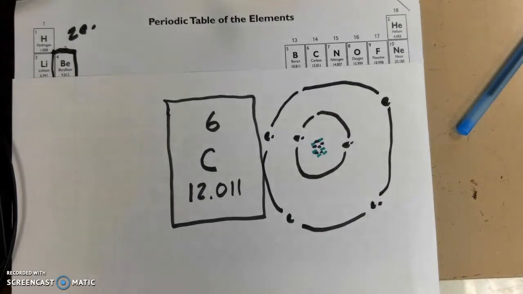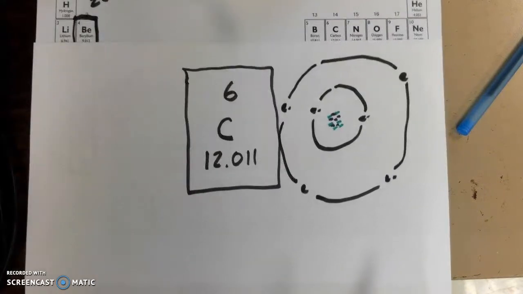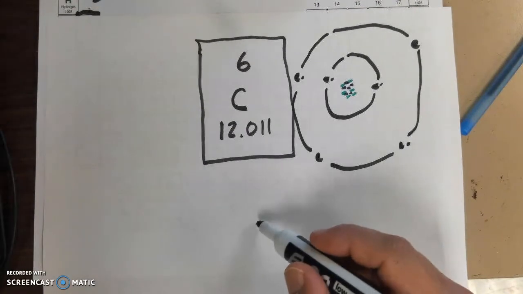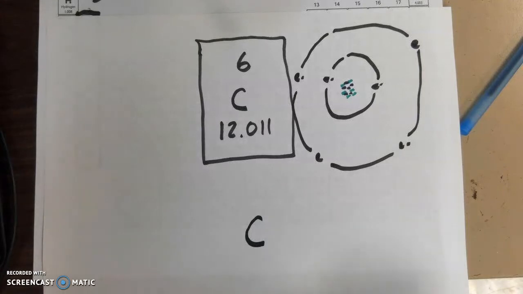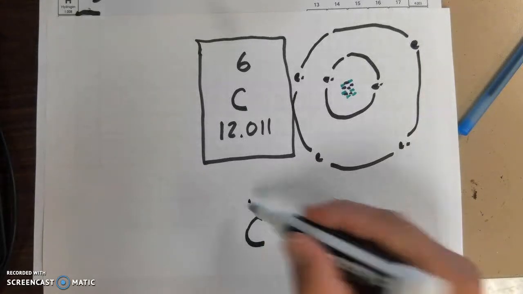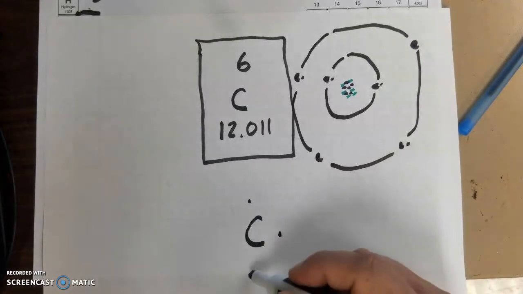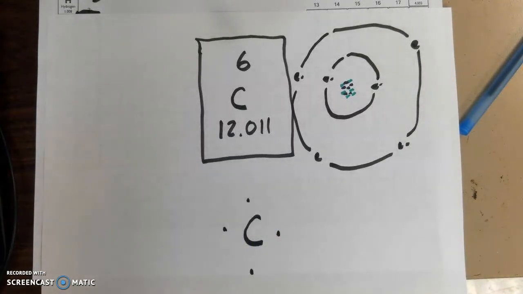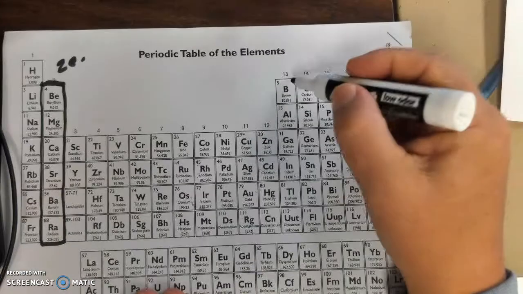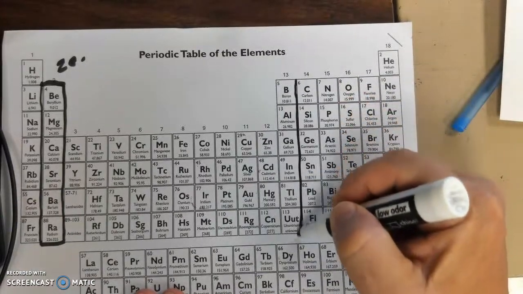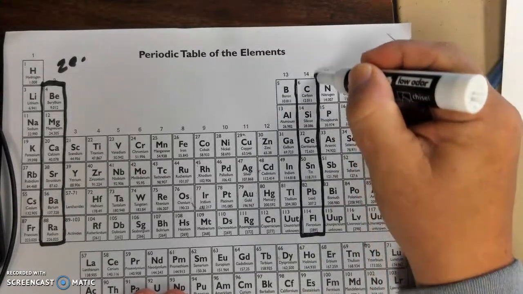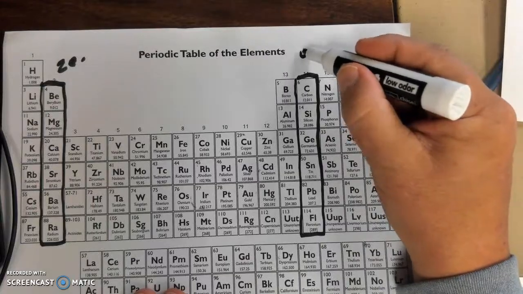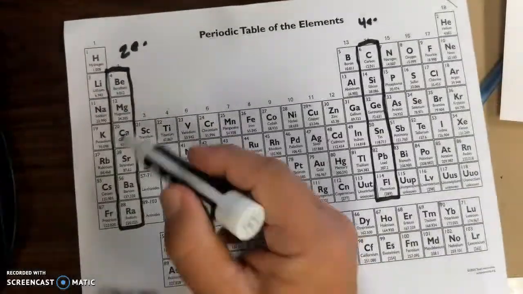Okay, so how would we make the electron dot model for carbon? We'd go like that. We'd go 1, 2, 3. Notice I'm going clockwise. 4. Okay, so that's our carbon. So we're getting pretty good at this. Things that are in group 14 have 4 electrons in the outermost shell.